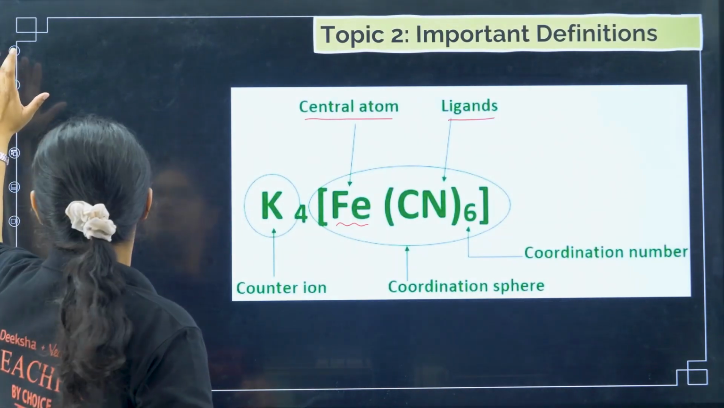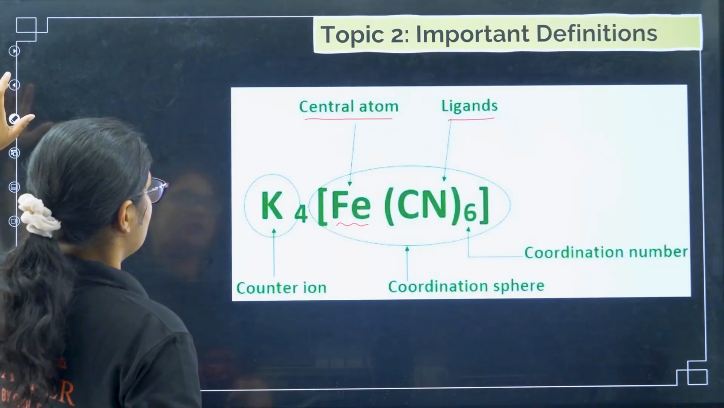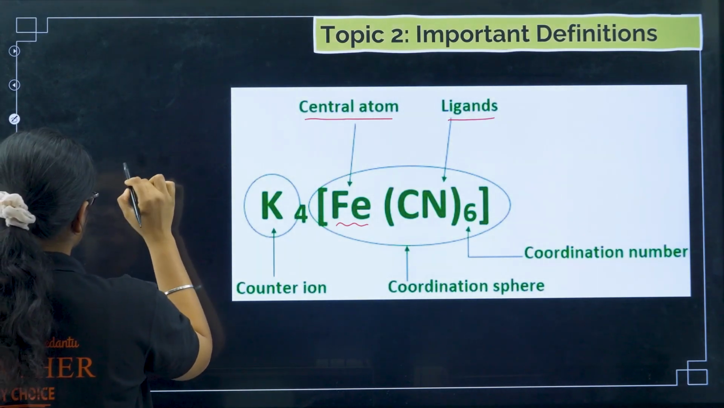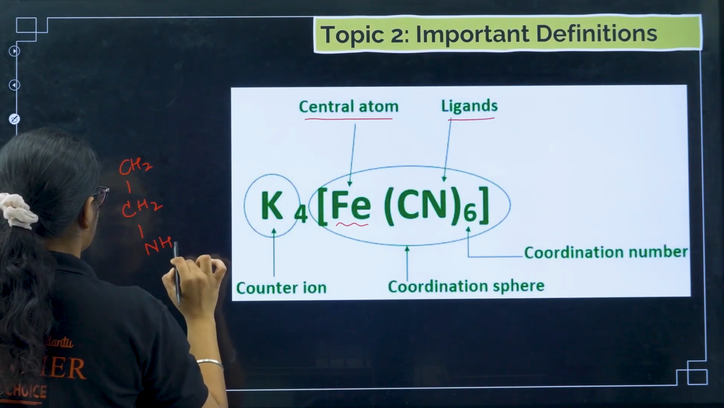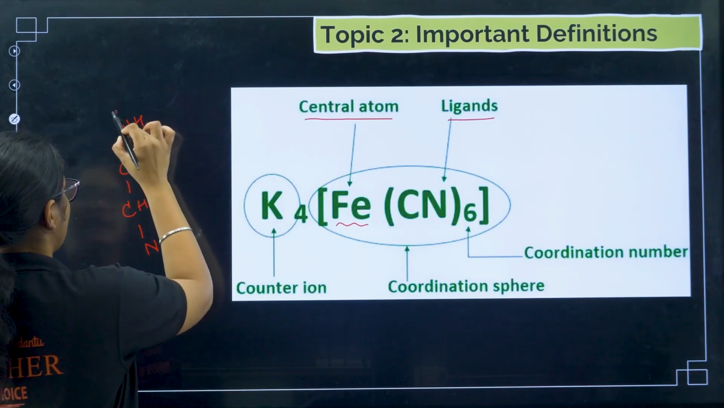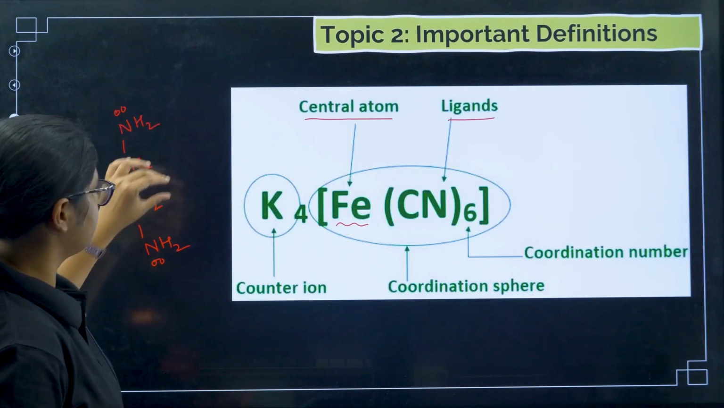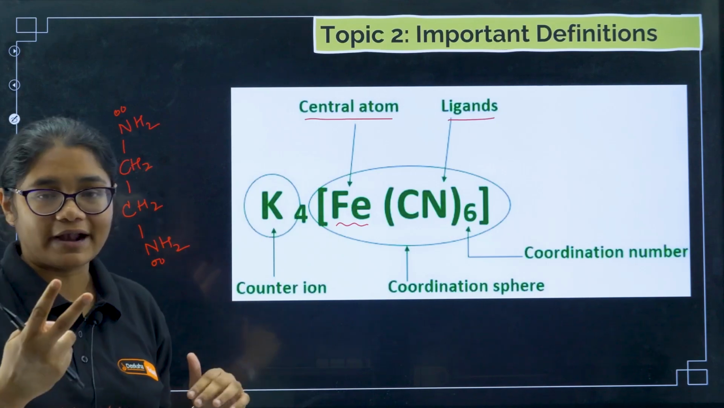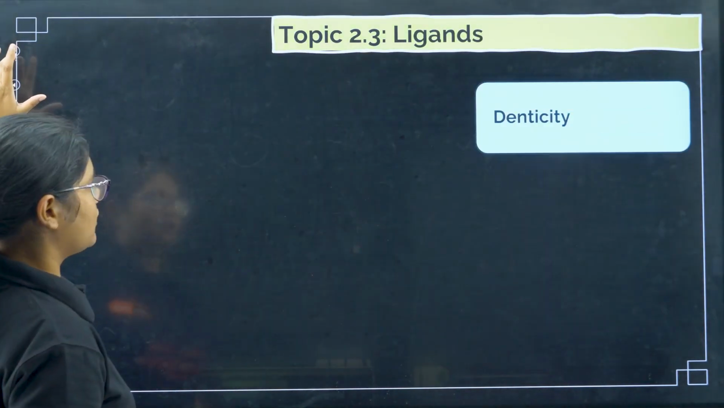For example, we have a ligand that is CH2CH2 with NH2 NH2, ethylenediamine. Here you see this NH2 forms a bond and this nitrogen also forms a bond. Both of them form bonds and the denticity of the ligand is 2. That means this ligand has 2 atoms which can form a bond with the metal. So that is what denticity is.